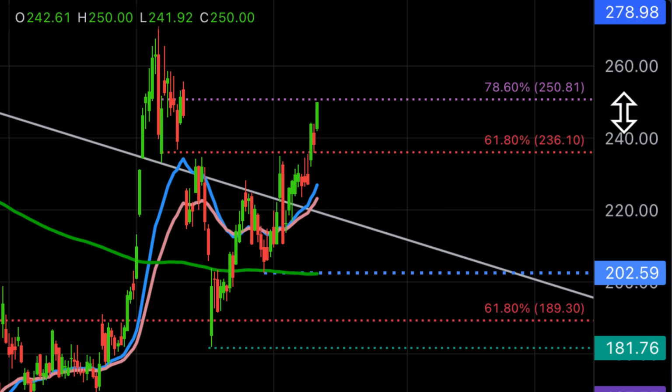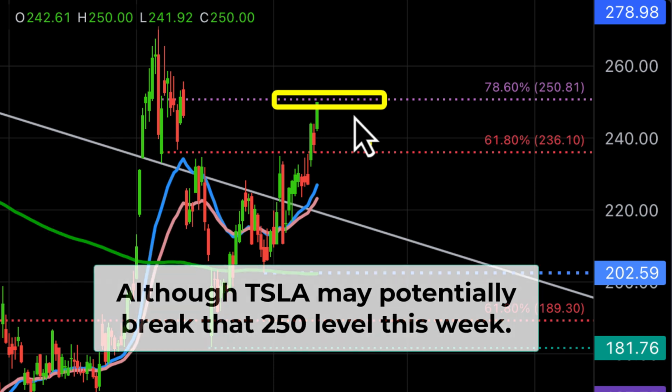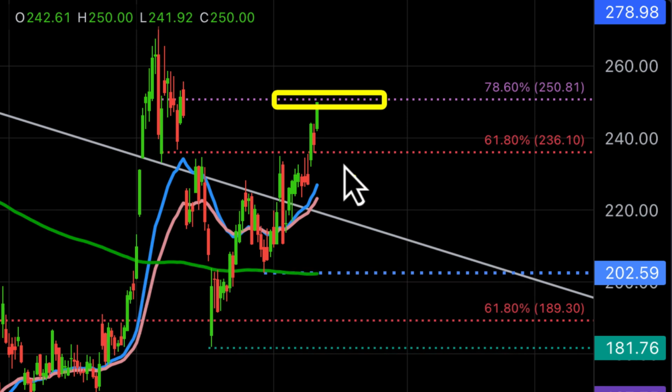So there's a point of resistance right there, and also psychological resistance right here as well. That's about 250, this purple level, the 78.6% Fibonacci retracement. So that might create some resistance for Tesla. We'll see. It might breach that level. But the bottom line is that if Tesla holds this level, 250, we might see a temporary pullback.